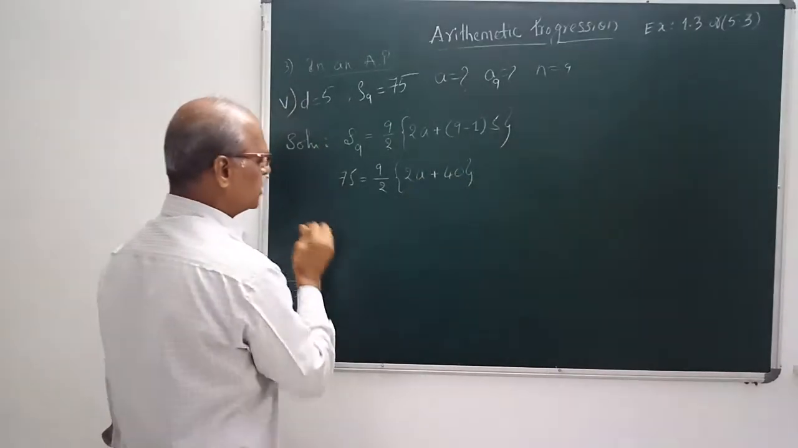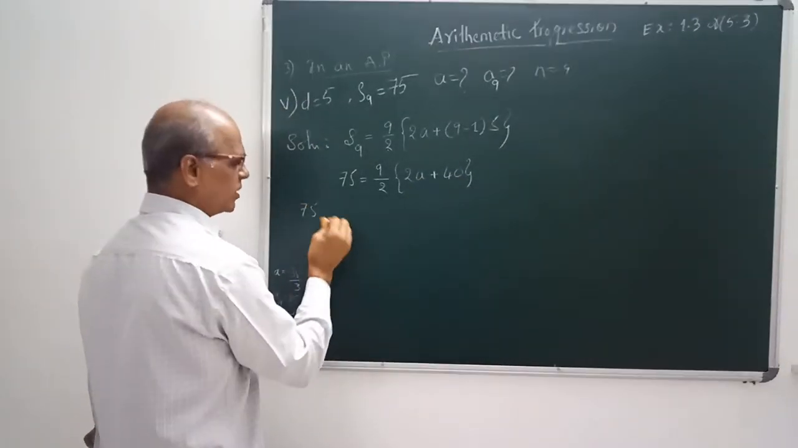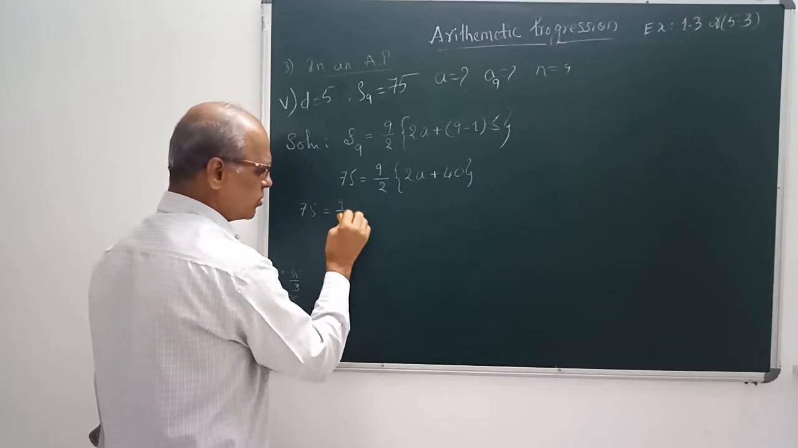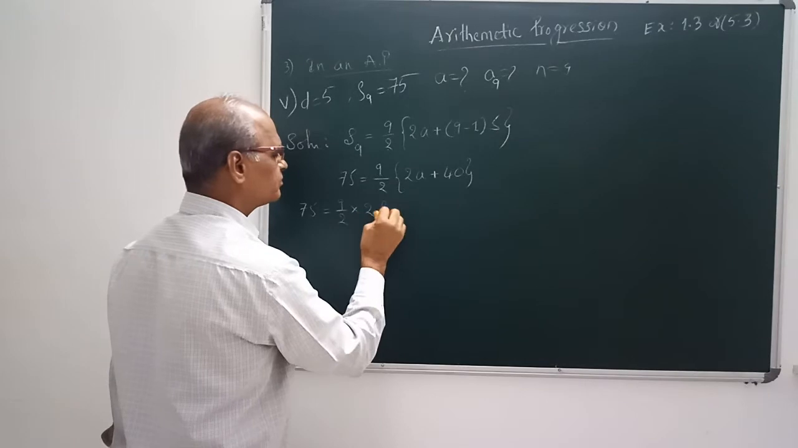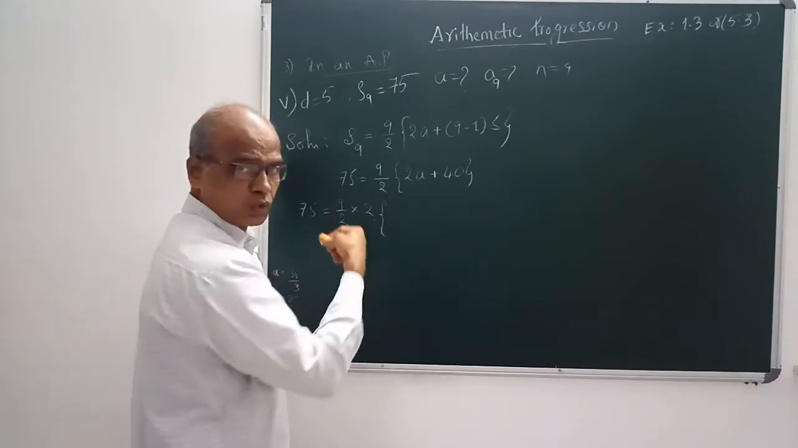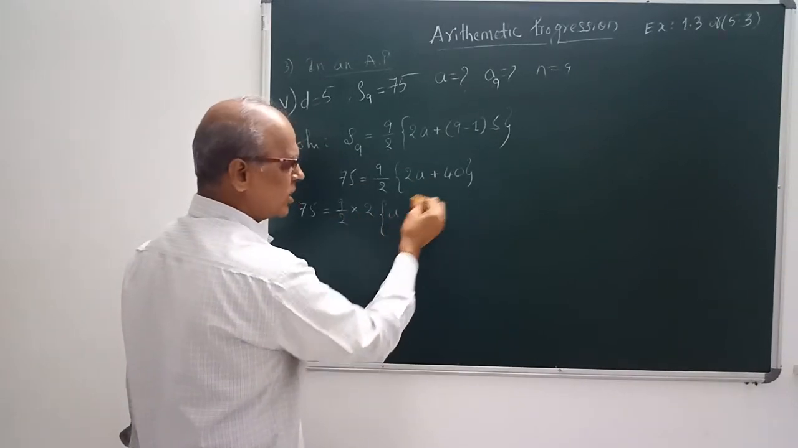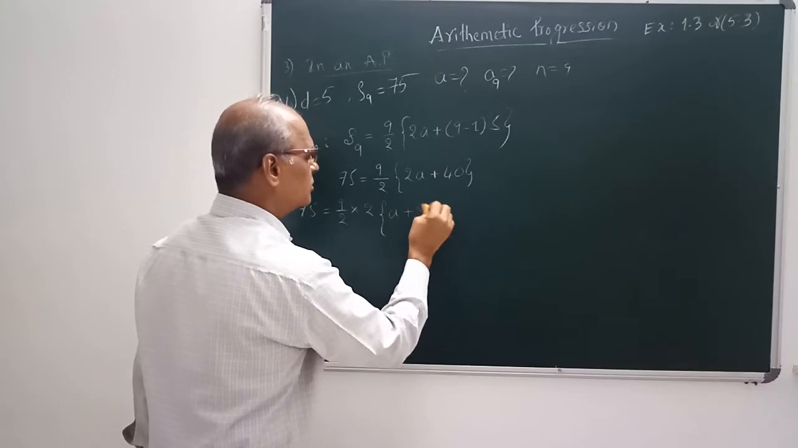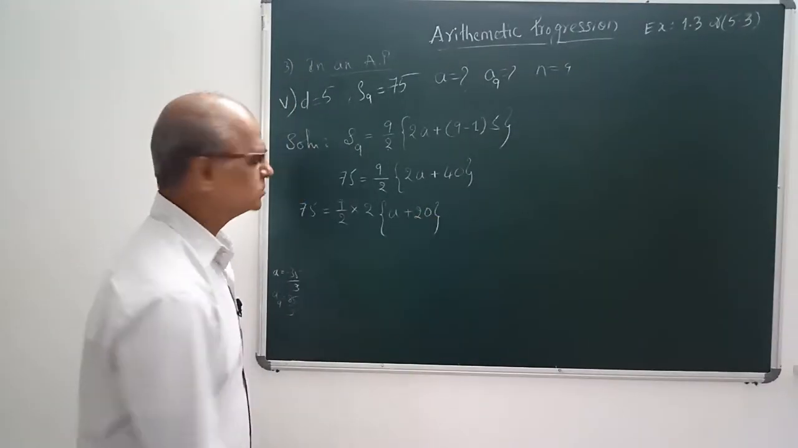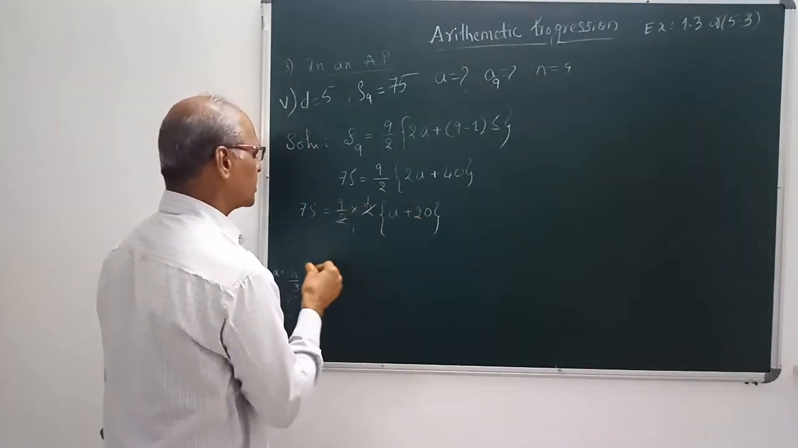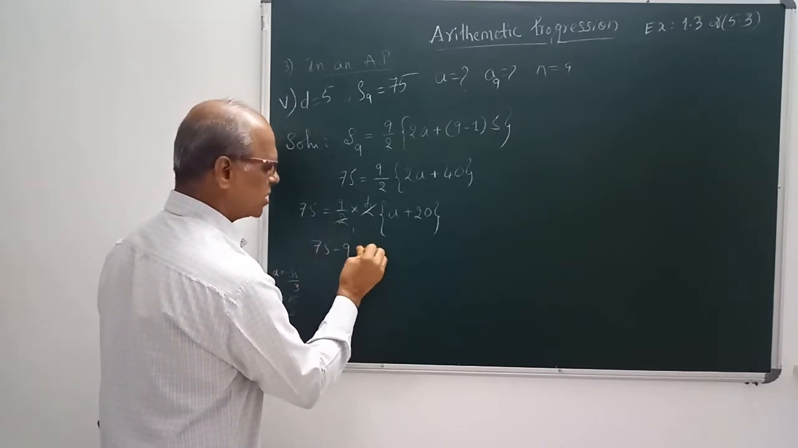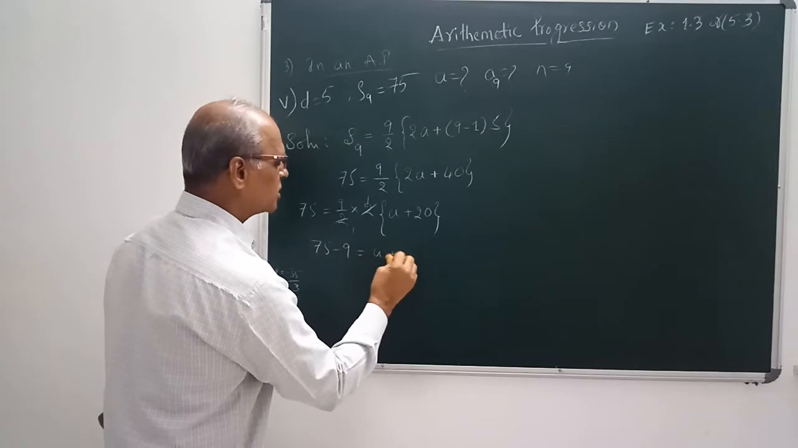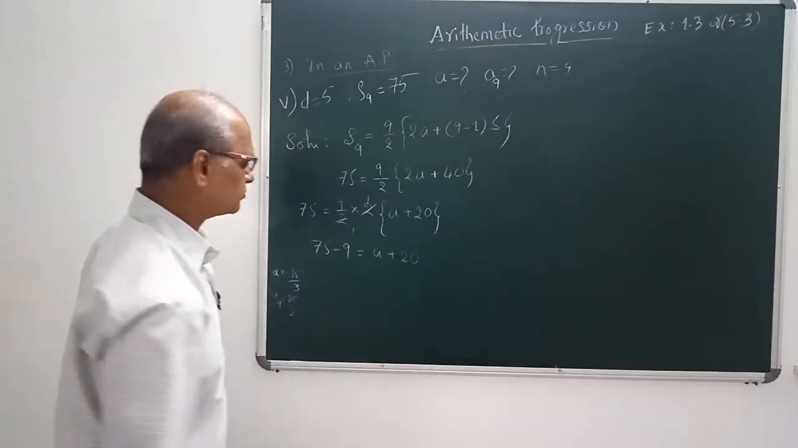You can take 2 common here. 75 is equal to 9 by 2 into, and take 2 common here. Here A remains when you take out 2 common, plus 20. The 2s are cancelled, this 9 is sent to this side. 75 minus 9 is equal to A plus 20. Right.